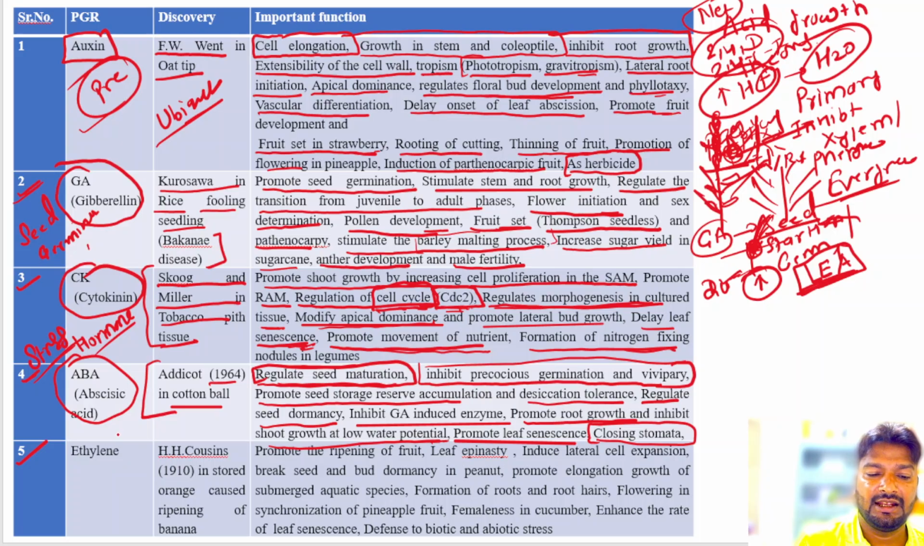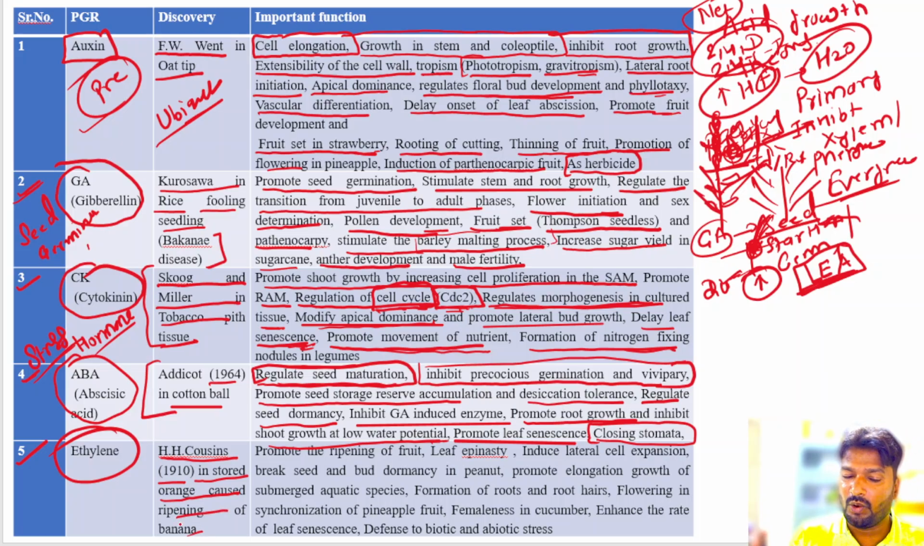Next hormone is the ethylene. Okay, so it is discovered by H.S. Cousins in 1910 and stored orange for the ripening of banana. मीन्स क्या हुआ था कि जो आपके ऑरेंज थे उन्होंने क्या किया कि मतलब बनाना को मीन्स दे हेल्प इन ripening of banana because of the production of ethylene gas from the ripened orange. Okay, so this promote the ripening of fruit. So that's why it is known as fruit ripening hormone.